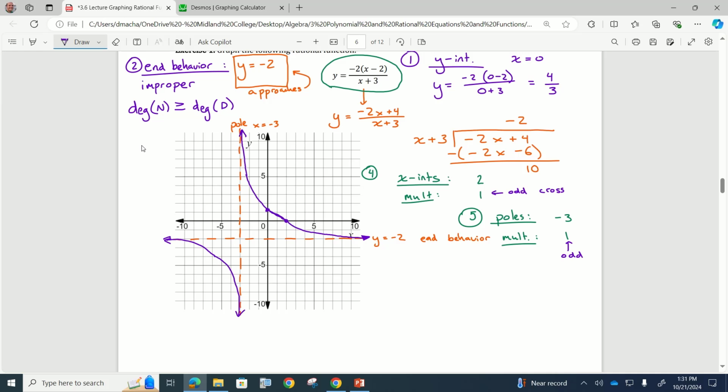In step number 5, we locate the poles by looking at the roots in the denominator. And the roots in the denominator also have some kind of multiplicity. If their multiplicity is odd, it tells you that that pole is going to be opposite signs on either side of the pole. It might be negative on the left side and positive on the right side, or positive on the left side, negative on the right side, but it switches. And if the multiplicity of a pole is even, then it doesn't switch.